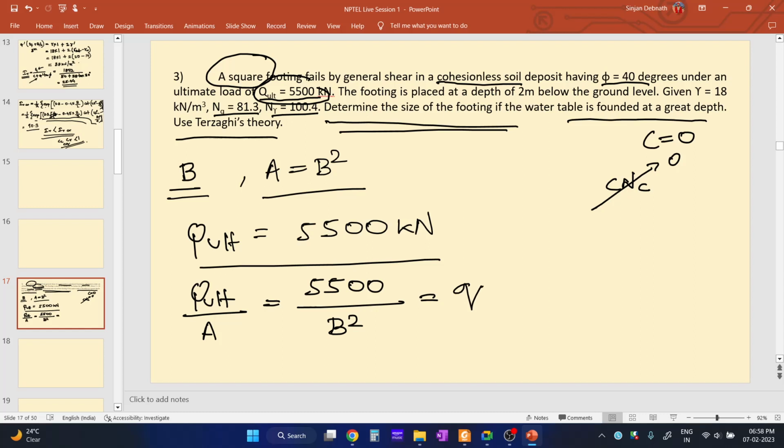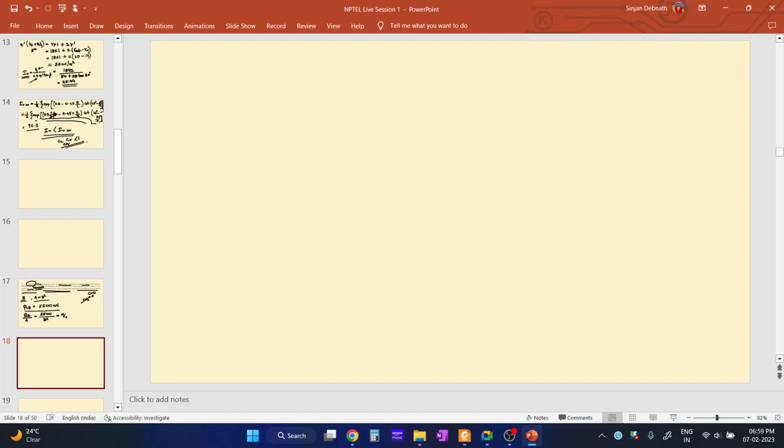This is the ultimate bearing capacity of soil, because if you cross this stress, if you stress the foundation beyond this value, there will be shear failure in the soil. So this is the QU. And we also know the formula for QU. What is the formula for QU?